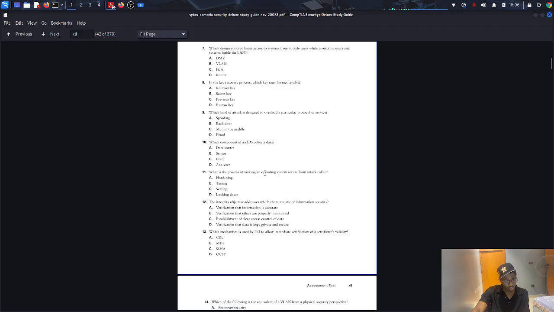What is the process of making an operating system secure from attack called? Hardening, tuning, sealing, locking down. Come on now, A.